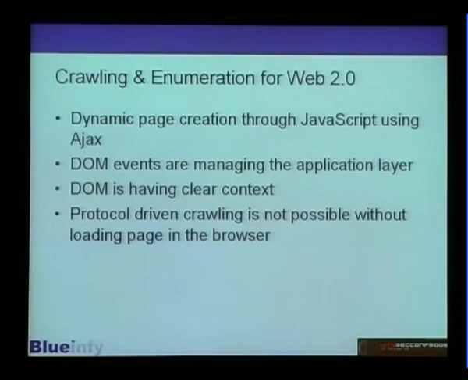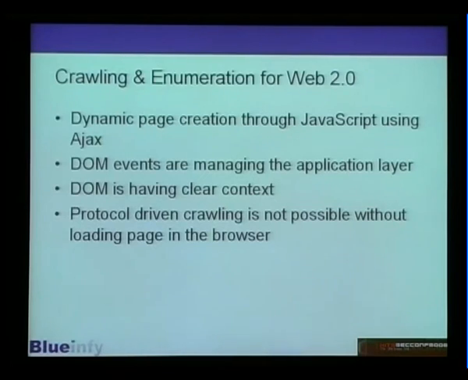Now, the interesting part: how do you crawl these applications? Say, for example, you are dealing with a Web 2.0 application. How do you go ahead and crawl the entire application as such? That is the very interesting topic of crawling and enumeration for a Web 2.0 application, which essentially has dynamic page creation through JavaScript, and you have DOM event management from the application layer, with the DOM having the clear context.